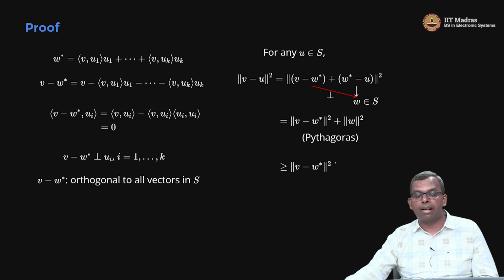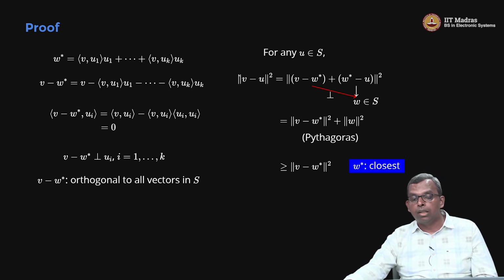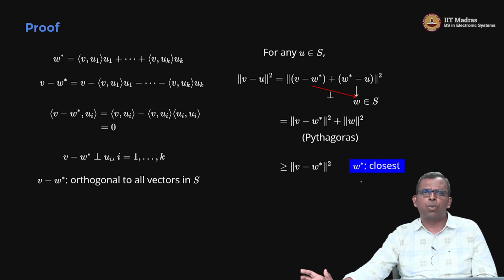How wonderful is that, right? So if you manage to find a w star such that v minus w star is orthogonal to everything in S, you are done. That w star will be the closest to v. For any other u, norm of v minus u squared will be greater than or equal to norm of v minus w star squared. Okay, so that's it. That's the proof. It's a straightforward, easy proof, a few lines, but you get a very clean, complete formula for the closest point in a subspace to a point outside.